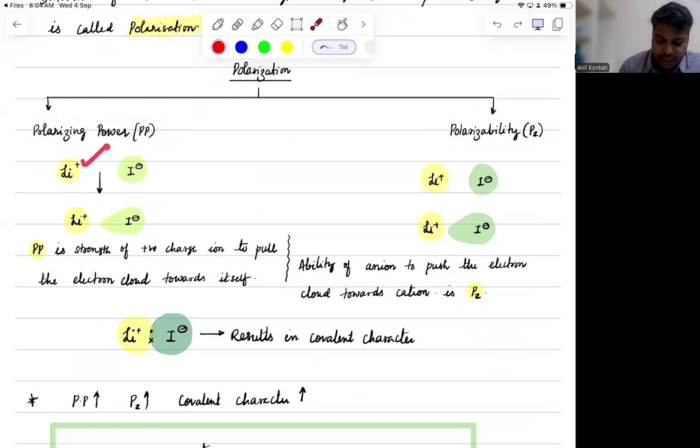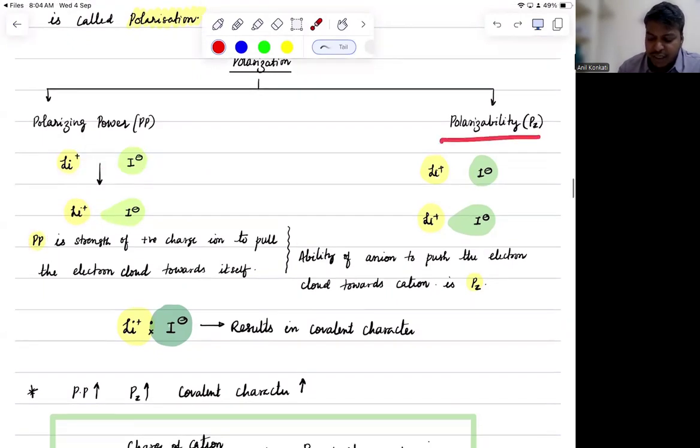If I take an ionic compound of two ions, Li plus and I minus, Li plus, the positive charge, has the ability to pull the electrons towards itself. So it will distort the cloud of the negative ion. This ability to distort the cloud is called PP, polarizing power: how much power lithium has to pull the electrons. Next one, polarizability. Polarizability is the tendency of the anion to push the electrons towards the positive charge.